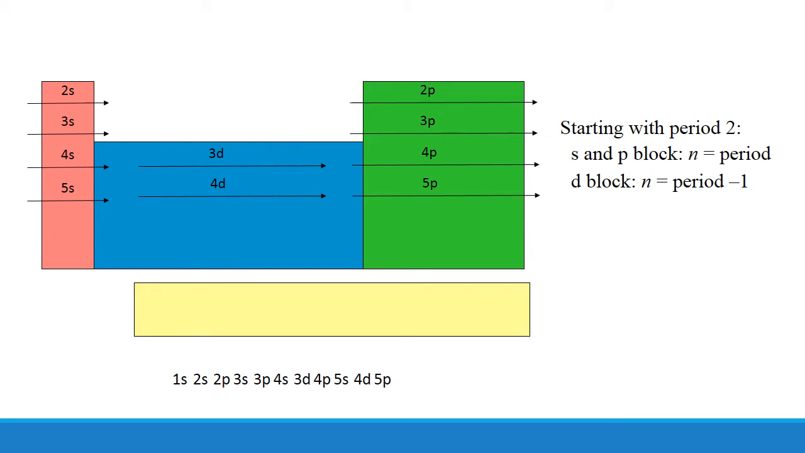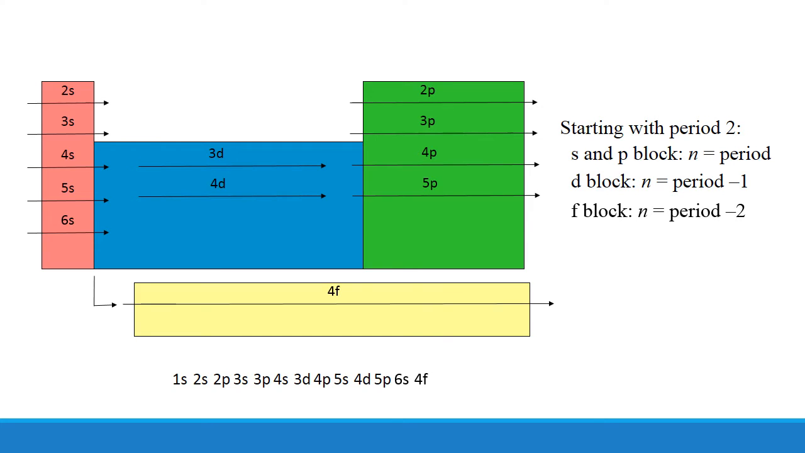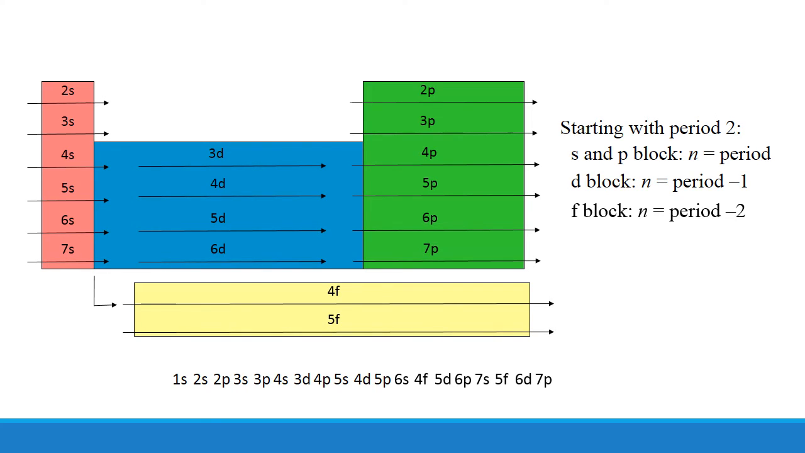Now we're going through period 6. Again, starting with the S block, 6s. But at this point, don't forget that this is where the F block has been pulled out from the main body of the periodic table. And when you go through the F block, the N is equal to the period minus 2. So the first row of the F block is part of period 6, so that'll be 4f. Now we go back through the D block, 5d, then through the P block, 6p. Period 7 is the same way, 7s, 5f, 6d, and 7p. And there you have it. There's our filling order from 1s to 7p.